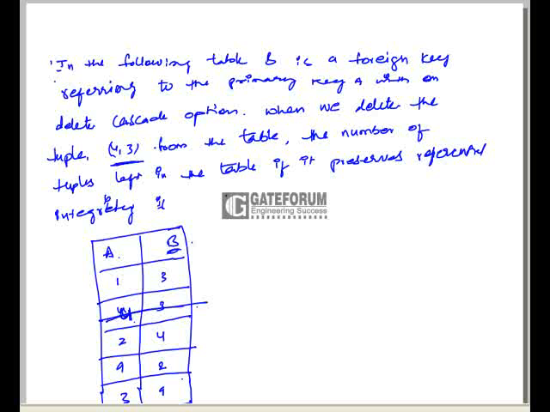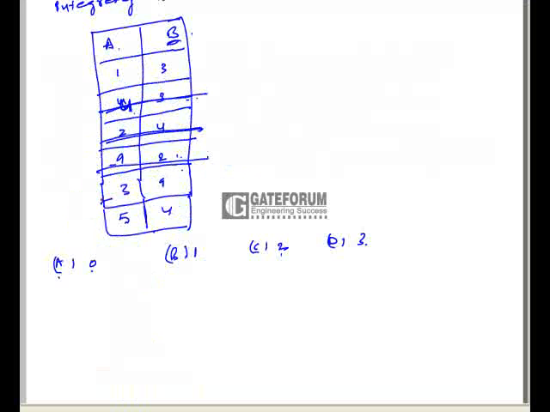So here if we delete 4 comma 3, even this tuple should be deleted. And as we have deleted 2 comma 4, the tuples in which the value of B is 2 should also be removed. So we will remove this one also. If we remove this one, we have to remove 3 comma 9, as B is referring to attribute A. So as 9 is deleted, this 3 comma 9 should also be deleted.